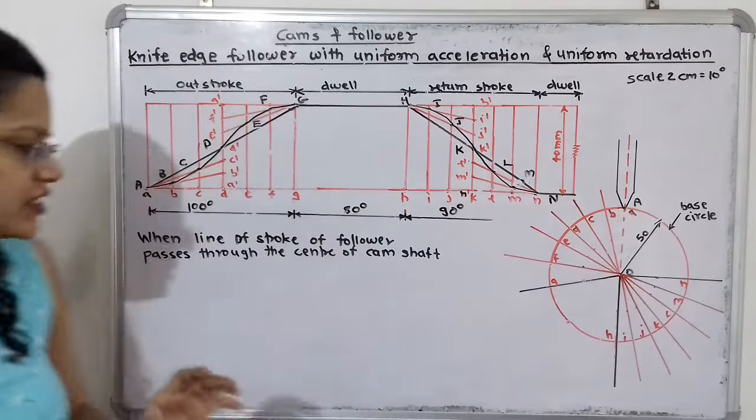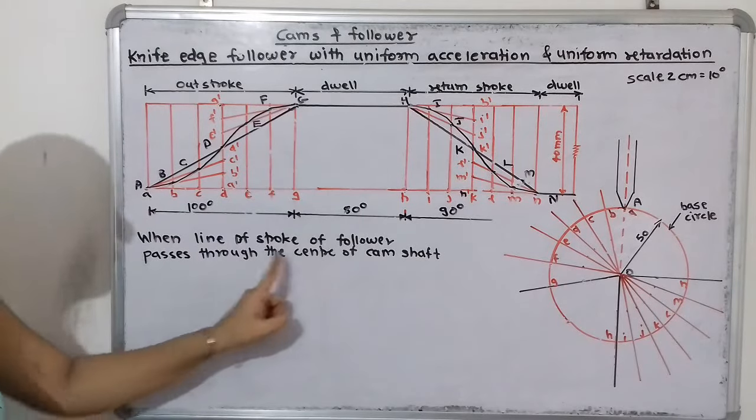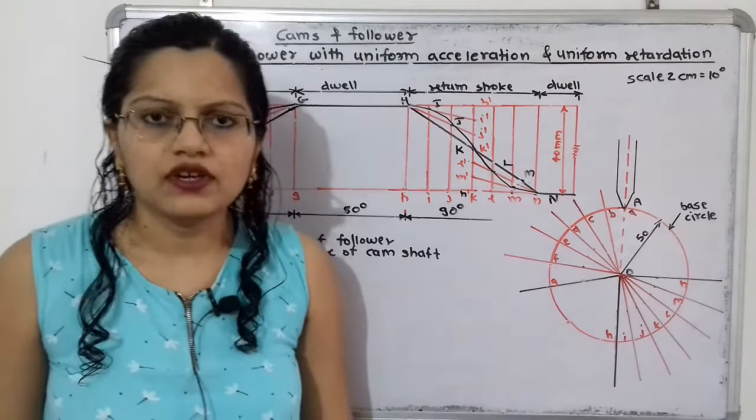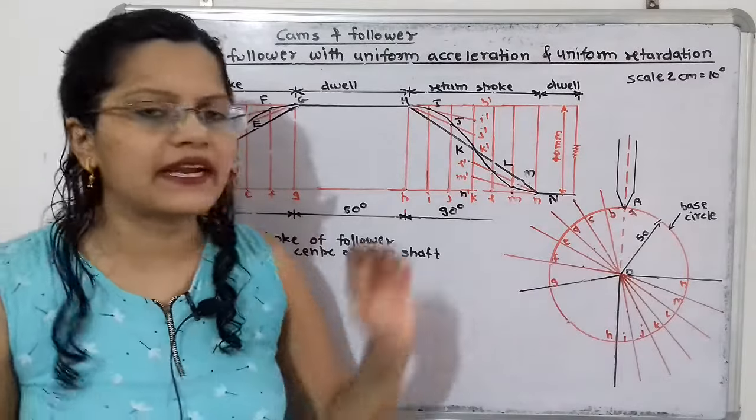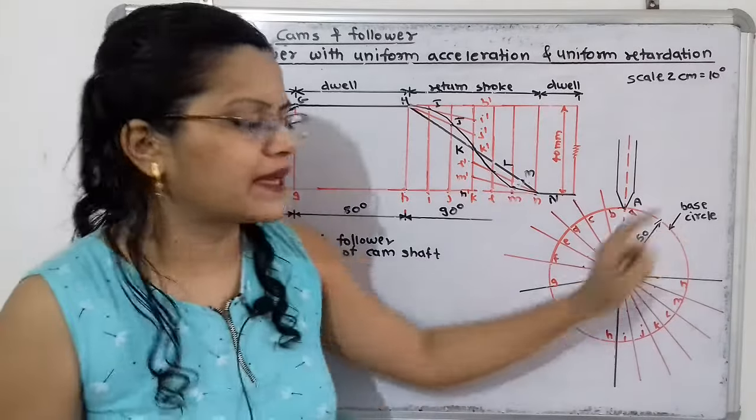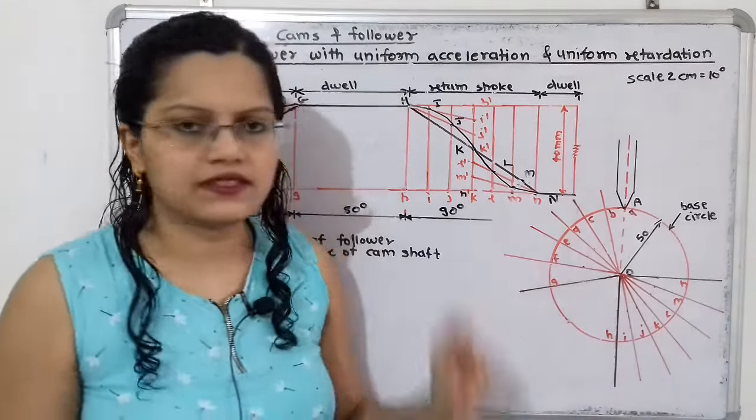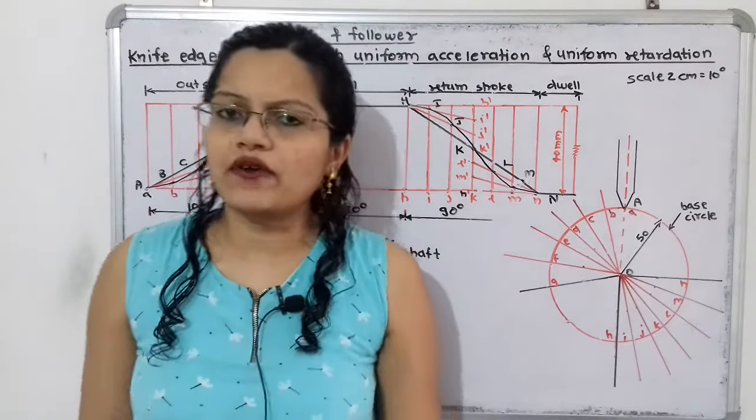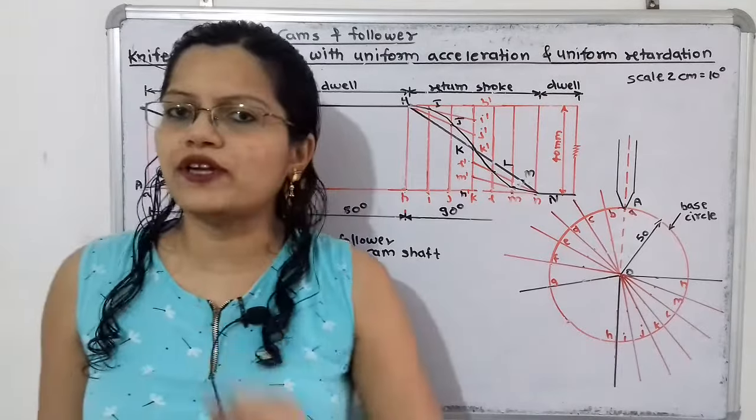So what is the condition given? When the line of stroke of follower passes through the center of camshaft. So for that we have to first draw the circle with minimum radius 50 mm, and that circle is known as the base circle. So take O as a center and draw here one base circle. Now what is the center of camshaft? So center of camshaft is nothing but this center point O.